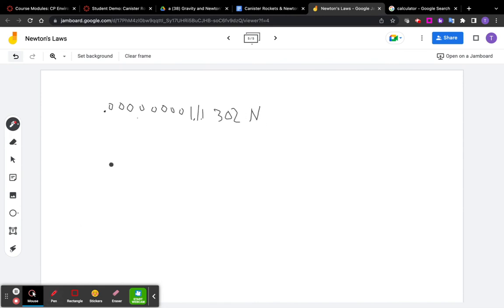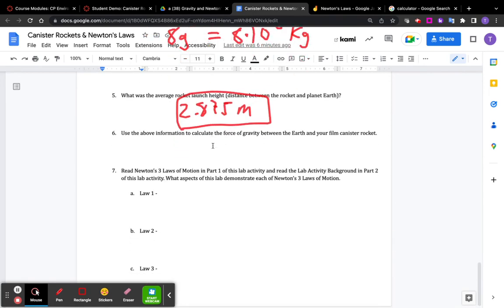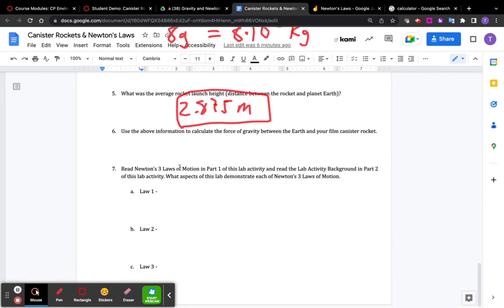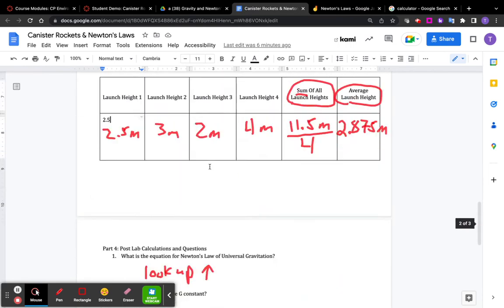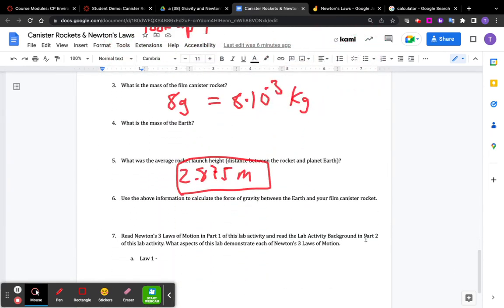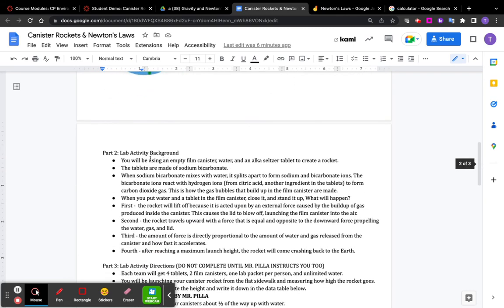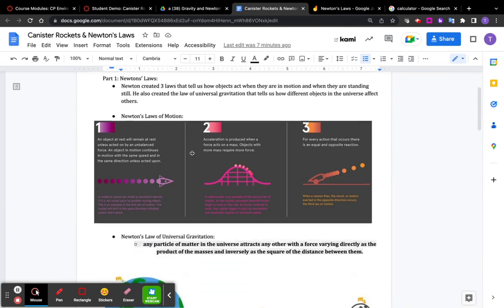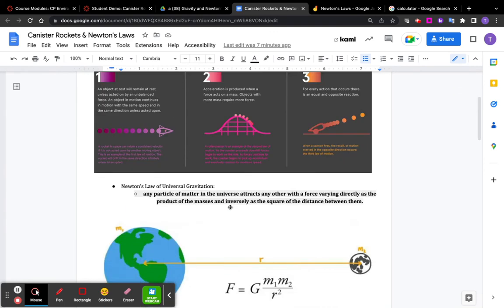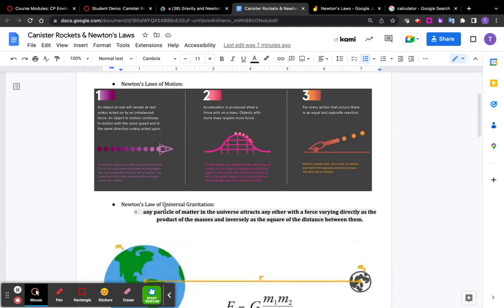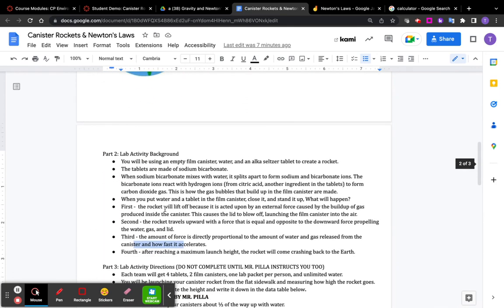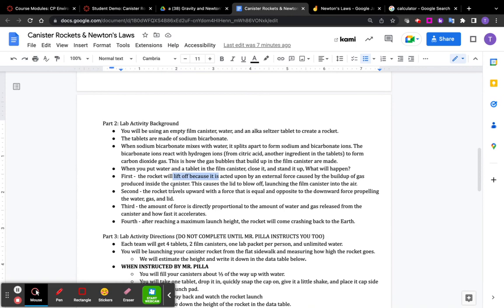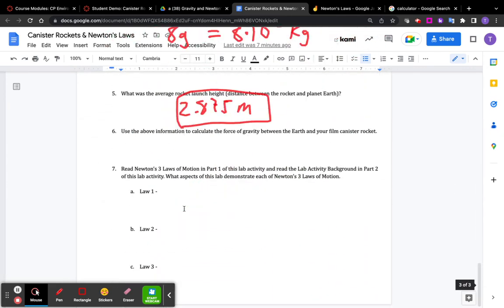Now for the last part of this assignment, and I'm going to stress this, read Newton's 3 laws of motion in the beginning, and read through the background activity. Here, lab background activity. So what you're going to do is tell me which statement here correlates to or shows each of Newton's laws. So the Newton's law, an object at rest will remain at rest unless acted on by an unbalanced force. Which statement in here is an example of that? And you're going to do that for all 3 laws.